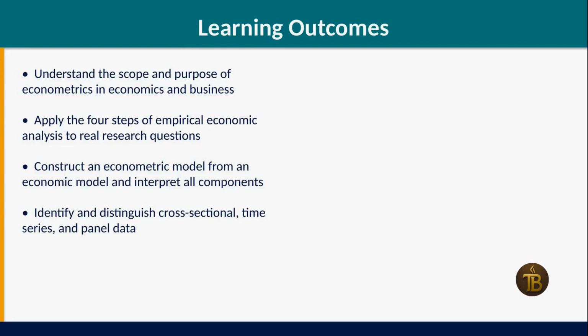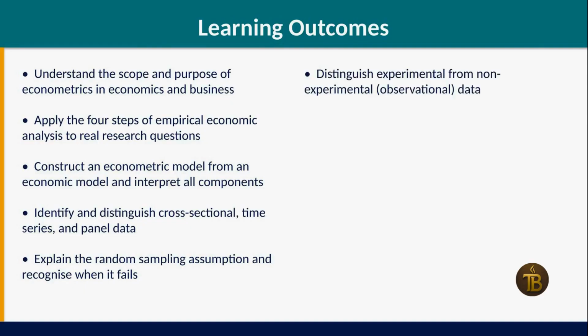Fourth, you should be able to identify and tell apart cross-sectional data, time series data, and panel data. Fifth, you should understand the random sampling assumption, and just as importantly, recognize the situations where it breaks down. Sixth, you should be able to distinguish experimental data from non-experimental or observational data.